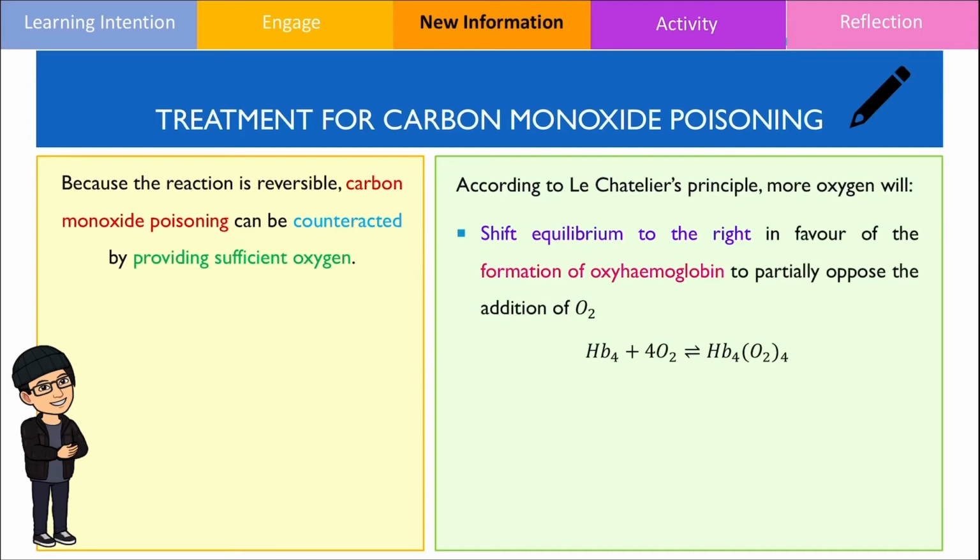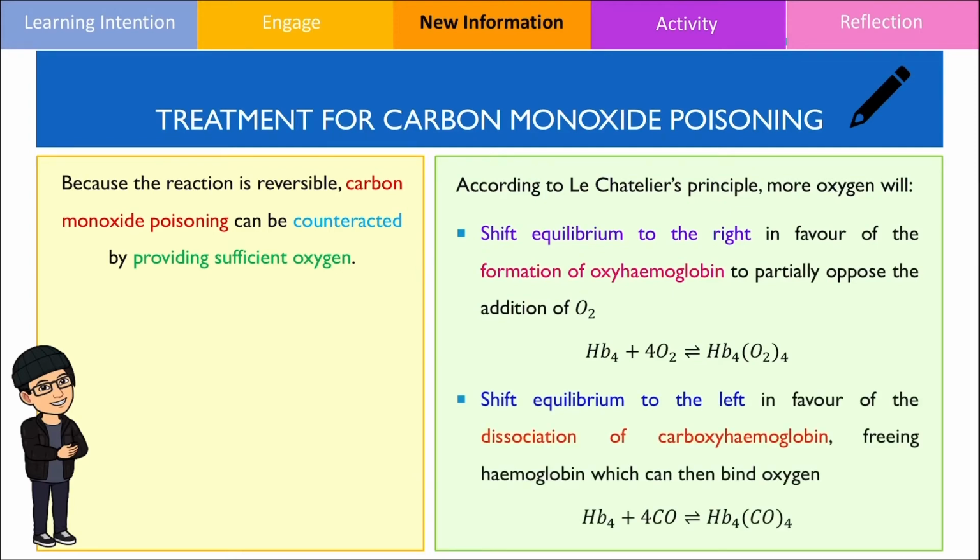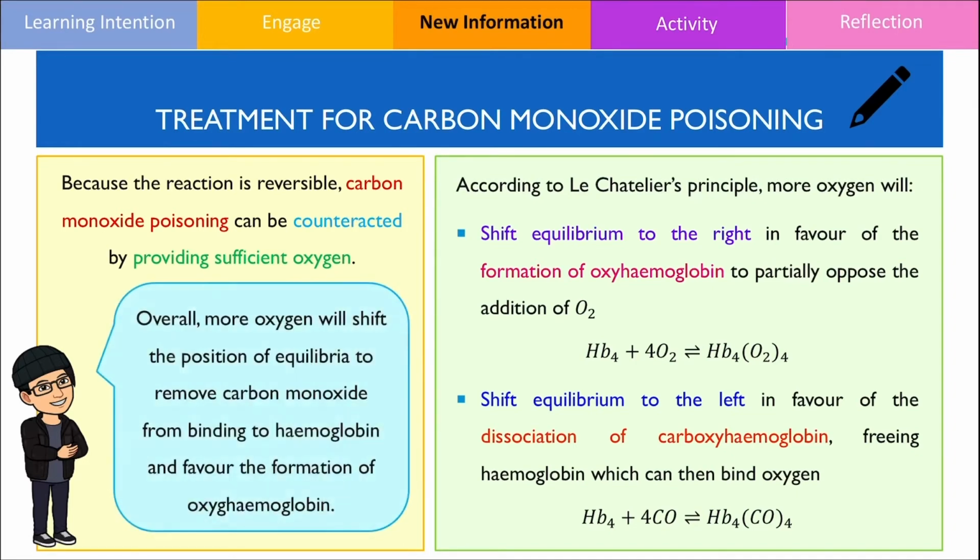Furthermore, it will shift the equilibrium to the left in favor of the dissociation of carboxyhemoglobin, or the reverse reaction in other words. This will then free the hemoglobin protein so that it can now bind to oxygen. Overall, more oxygen shifts the position of the equilibria such that it unbinds carbon monoxide from hemoglobin and favors the formation of oxyhemoglobin, which increases oxygen carrying capacity and allows oxygen to be delivered to the oxygen-deprived cells.